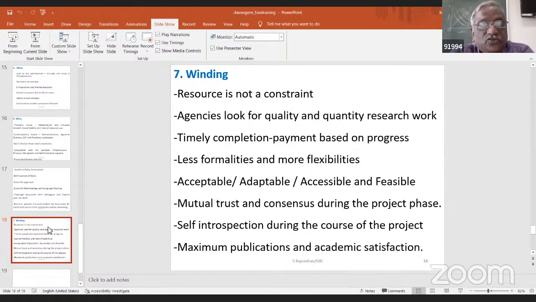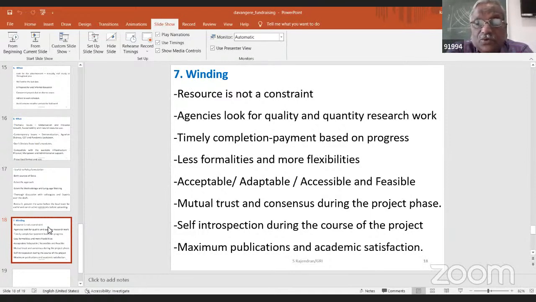And your research proposal should be acceptable, adaptable, accessible, and also feasible. This is applicable even to your research output. And mutual trust and consensus during the project phase, between and among interdepartmental personnel, interinstitutional personnel, and also within your team, is very important. The consensus and the torch-bearing are very essential for successfully completing your research.